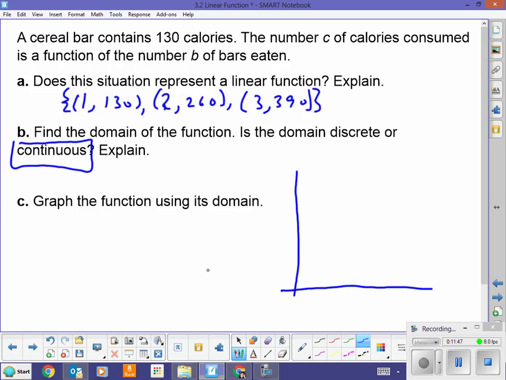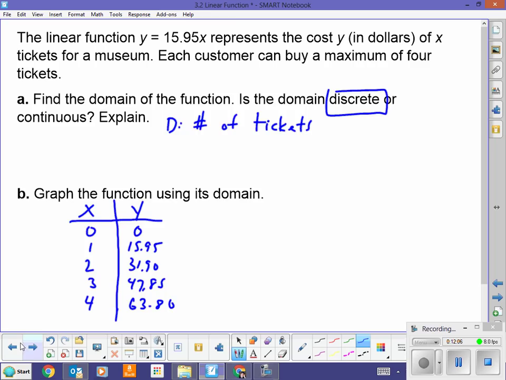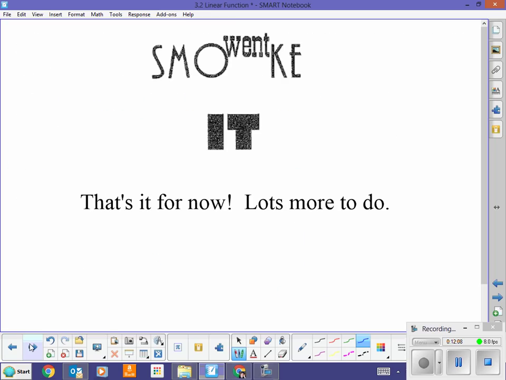Again, I'm not going to do it because it's going to be wildly inaccurate trying to do it on this thing without a template. But the idea here is this one is continuous because you can eat fractions of the cereal bar. That's the big idea I want you to think about. Discrete and continuous. This one's continuous. Tickets are discrete. That's it.